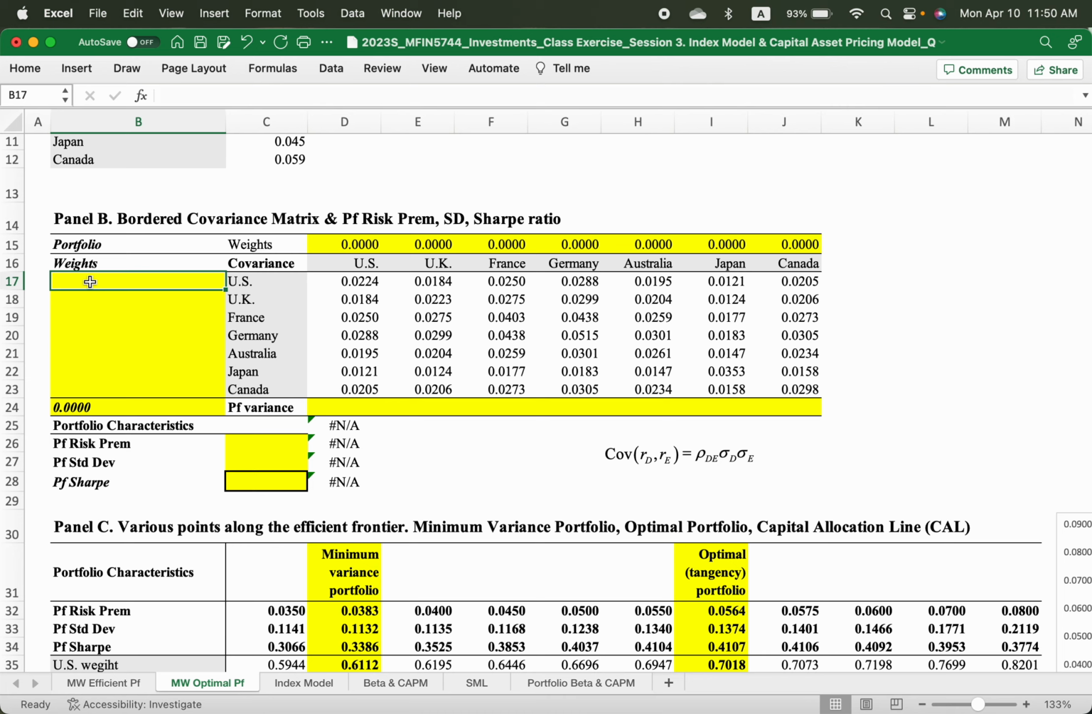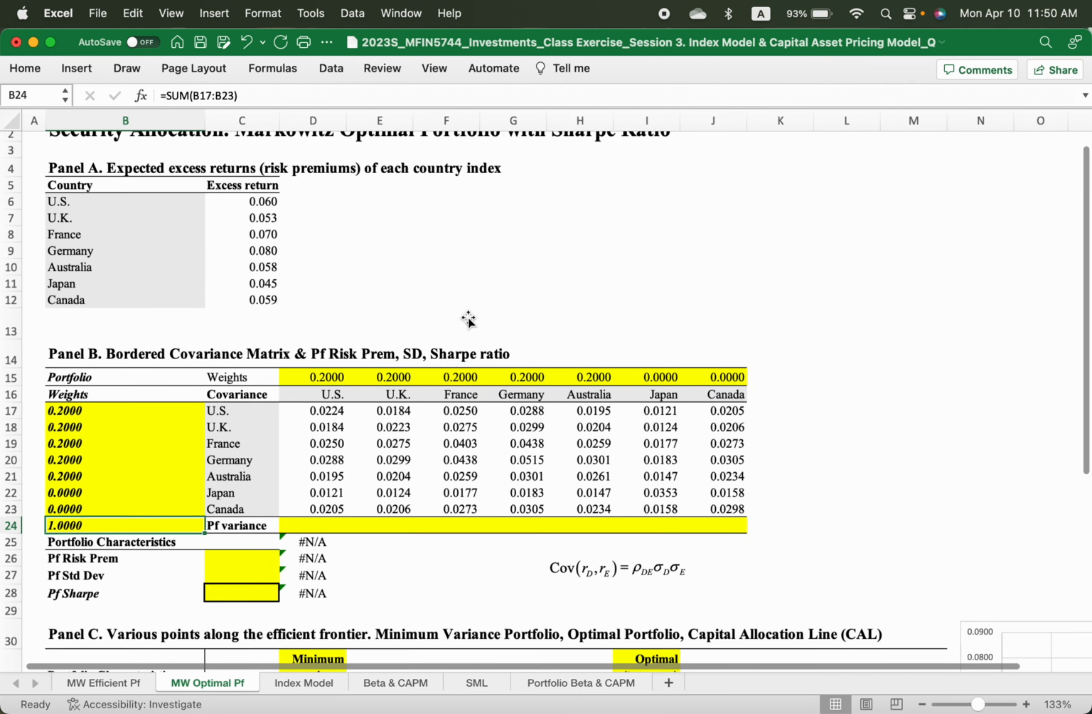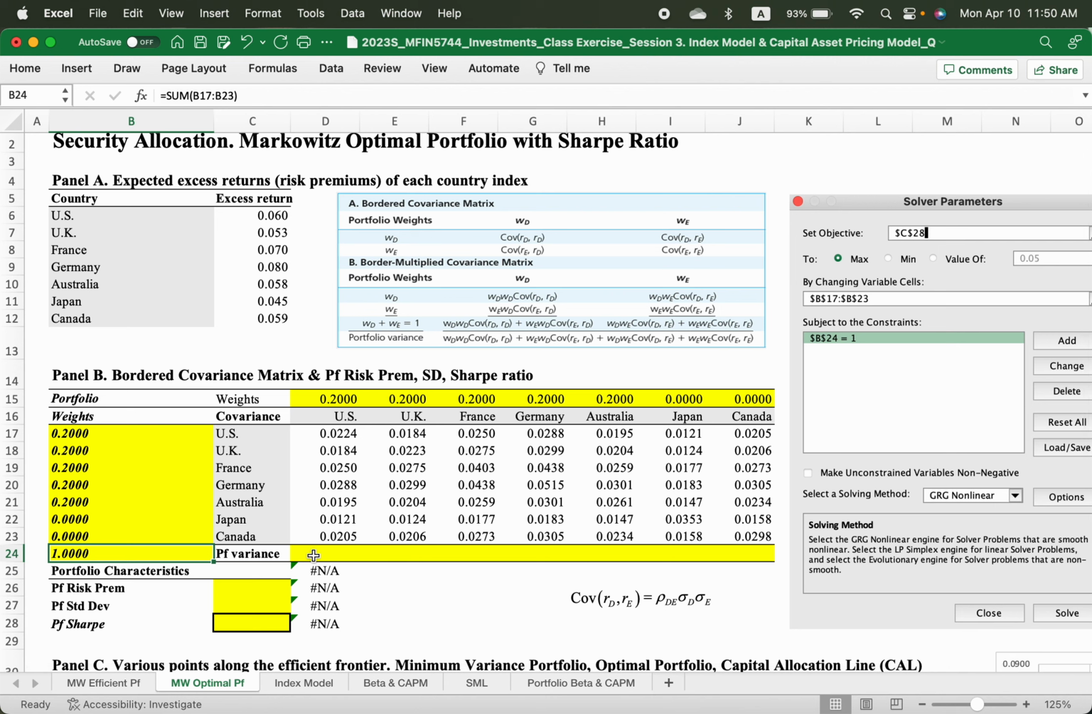Here, let's put any kind of random number, but the sum of these must be equal to 1, right? So any number. Let's put just 20%. So what we're going to do here is calculate the portfolio variance, and then we calculate the standard deviation of the portfolio and the Sharpe ratio. Okay, so let's get this number.